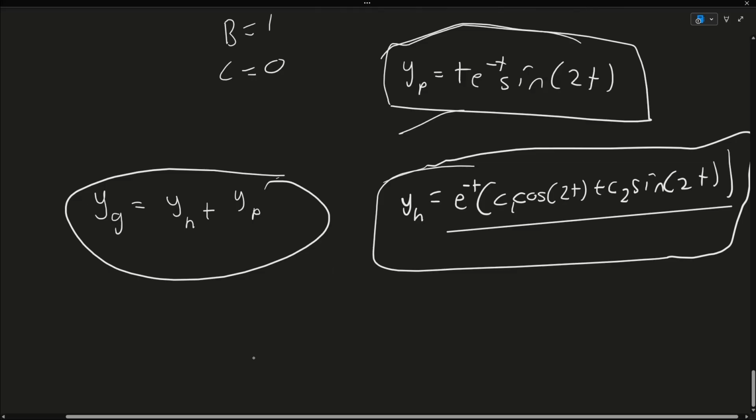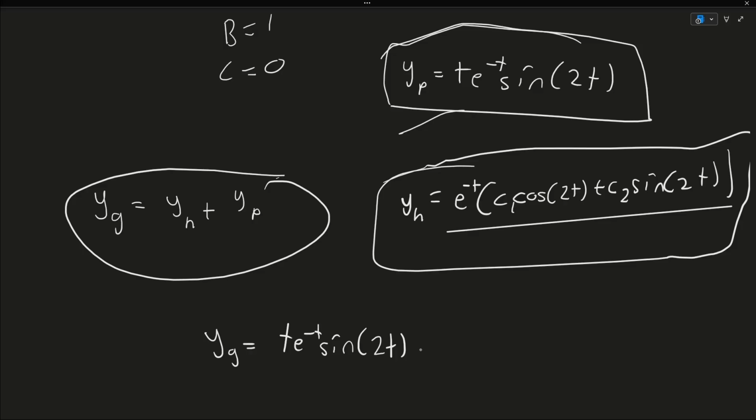The general solution will be the addition of yp and yh. So our solution for the differential equation will be t e to the minus t sine of 2t plus e to the minus t times c1 cosine of 2t plus c2 sine of 2t.